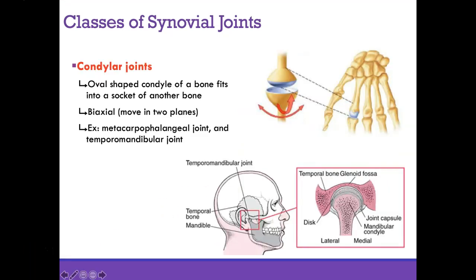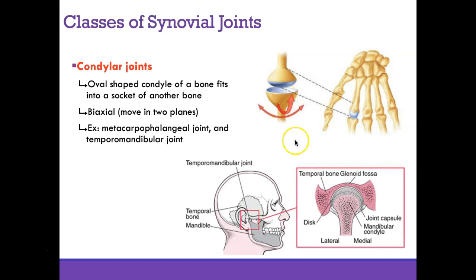One final type of joint I forgot to mention are condylar joints, and this is where you have an oval-shaped condyle of a bone that fits into a similarly shaped socket of another bone. So it kind of looks like a ball and socket, but this only allows biaxial movement. Ball and socket allows for multi-axial movement in multiple planes. With condylar joints, you don't have that. In condylar joints, you still have some rotation in one plane.